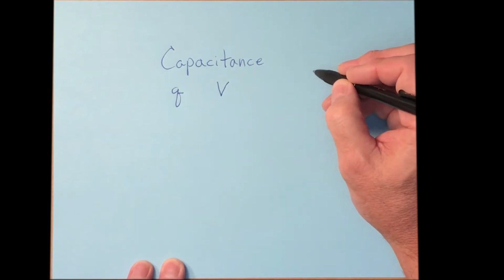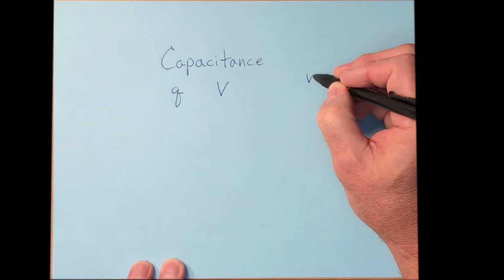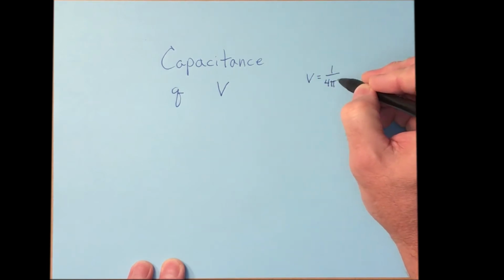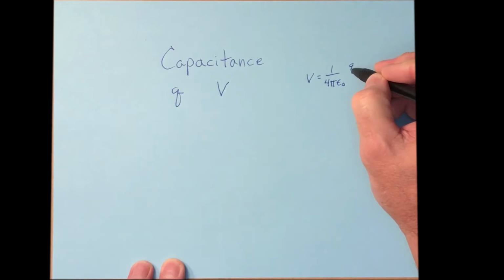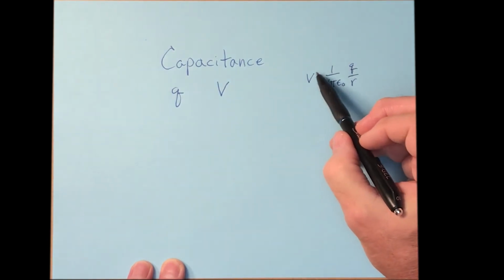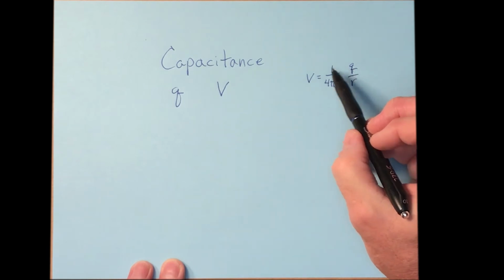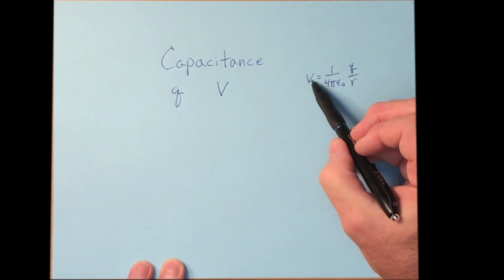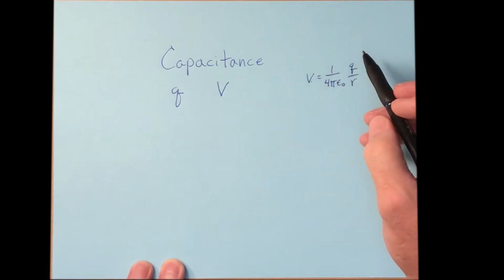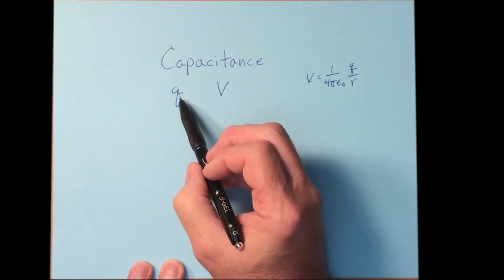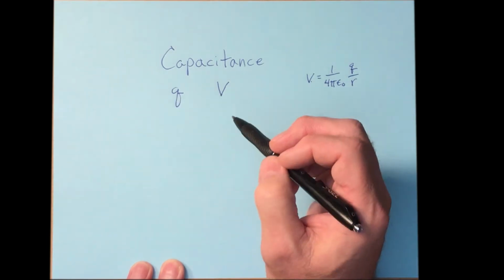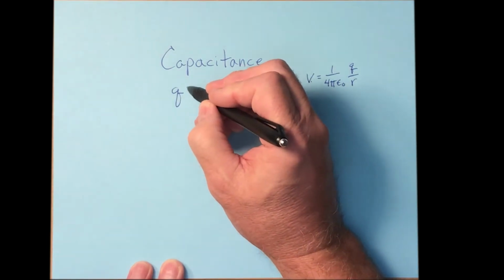When we were talking about potential for a point charge, we saw that V equals 1 over 4 pi epsilon naught Q over R. And you can see there's a direct one-to-one relationship between charge and potential. So that's for a point charge. Now, in general, there continues to be a relationship that is a linear relationship between charge and potential. And we can express that this way.